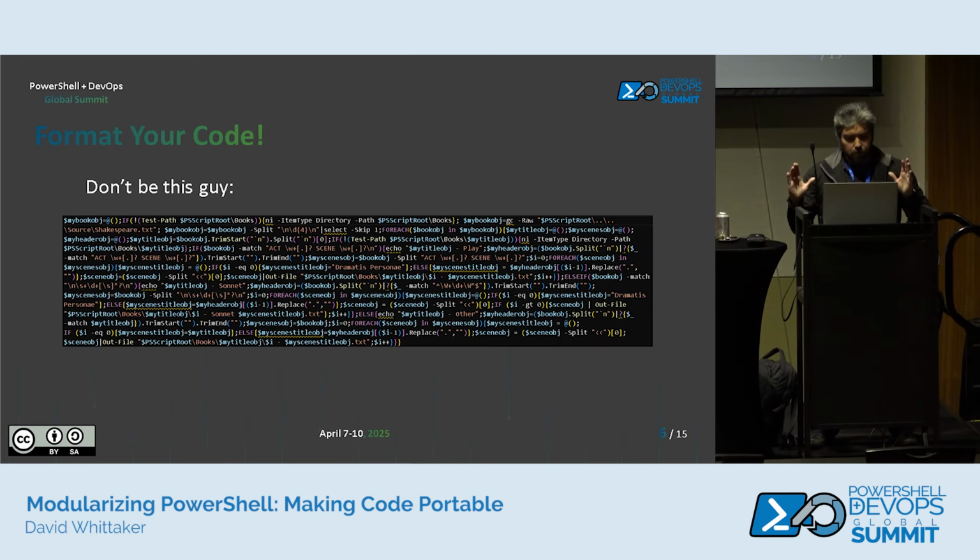So, first, a note about formatting. Who's seen code like this? Come on, you know who you are. We've all been there, right? Don't be this guy. I cannot tell you how many 5,000 line scripts I've had to debug over the years that look like this. So before we even get into how to build a function or how to make a module or how to upload it to the PS gallery, a quick note, formatting.